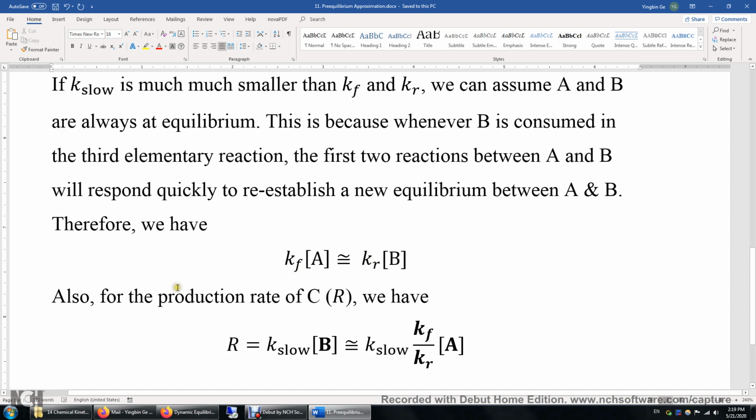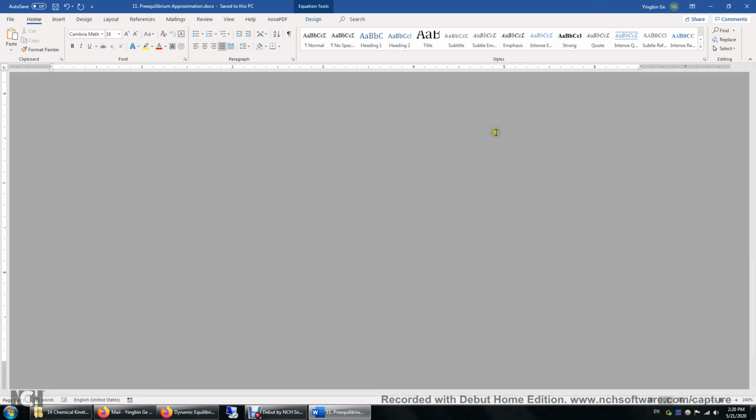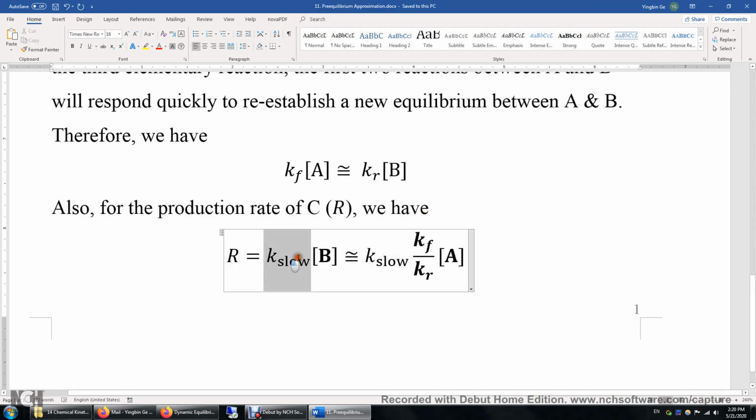And then for the production of C, this is the production rate of C. We use R as the production rate. And we have R equals K slow times B. Why is that? Look at this elementary reaction. How fast is this reaction? It's the rate constant K sub slow times the concentration of B, assuming this is an elementary reaction. Therefore, this is a first order reaction because the coefficient in front of B is 1. Therefore, how fast is C produced? Well, it's just K slow times B.